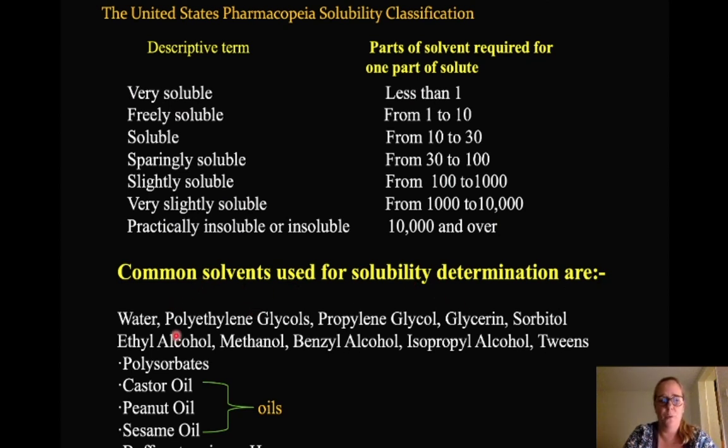So for example, water, polyethylene glycol, so that's PEG, propylene glycol, glycerin, sorbitol, ethyl alcohol, methanol, benzyl alcohol, isopropyl alcohol, and Tweens. There are also polysorbates and certain oils, so things like castor oil, peanut oil, sesame oil. Obviously, there are probably implications of using peanut oil if people have got allergies, so those are probably not always ideal. And also having a buffer at various pHs may help with solubility.